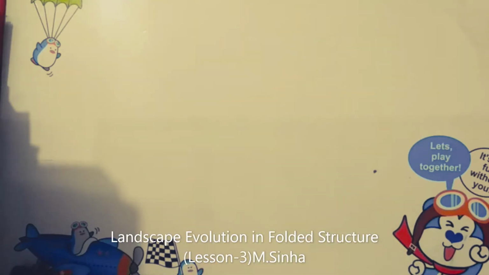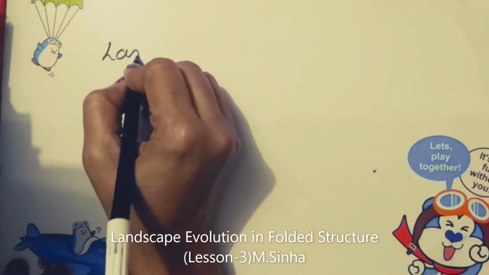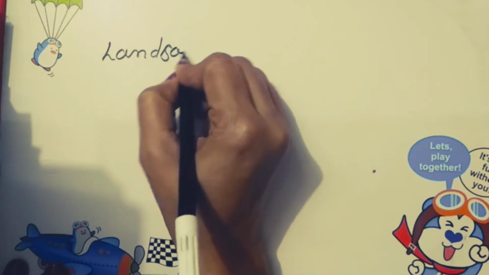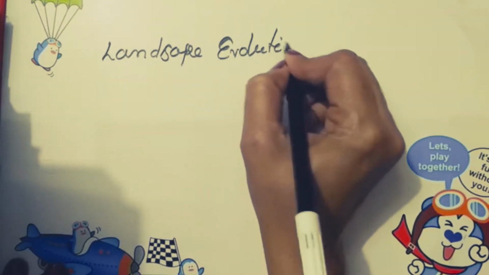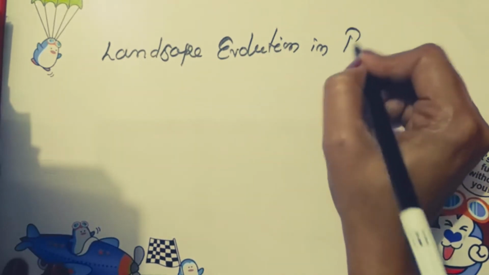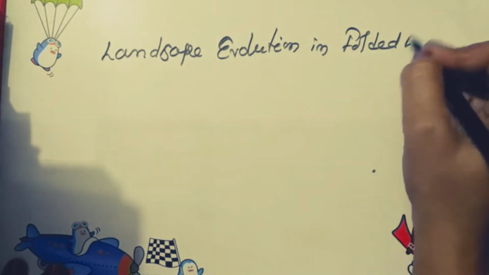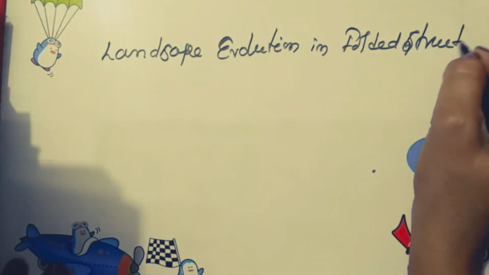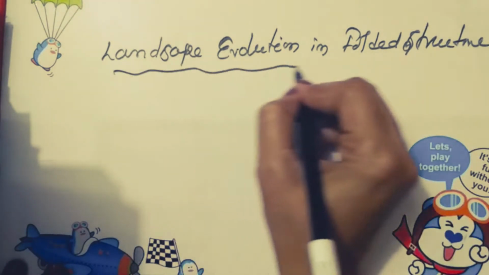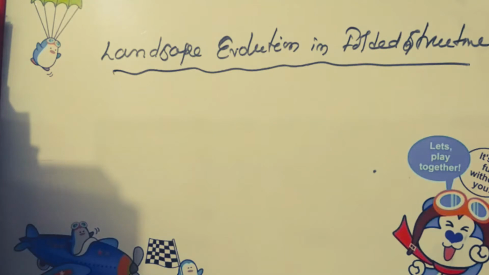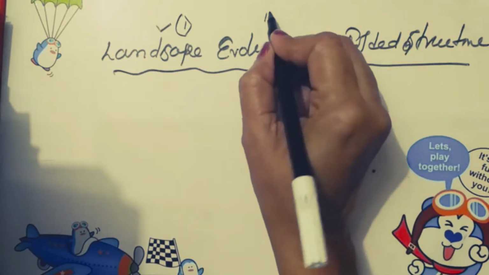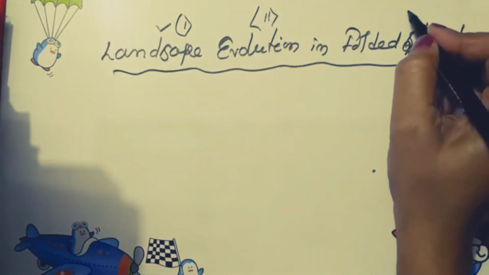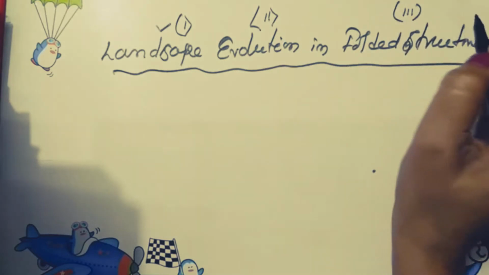Okay, now start with the landscape evolution in folded structure. Landscape evolution in folded structure. Here, three words are very important. First one is the landscape. Second one is the evolution. And last one is the folded structure.